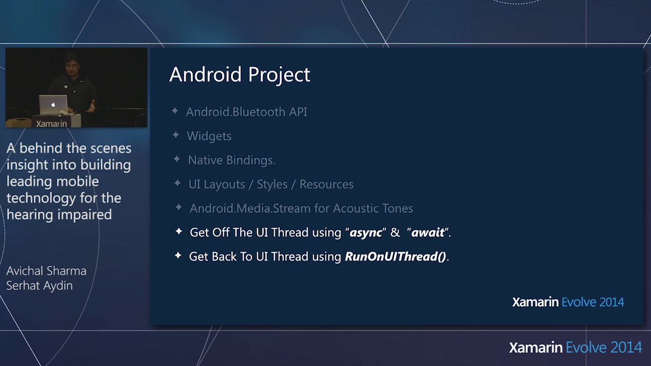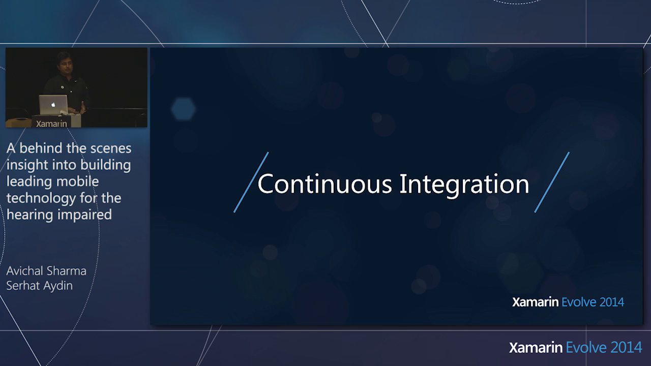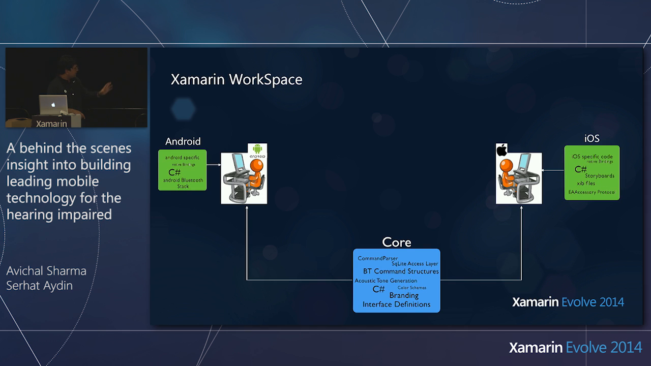Now, I'd like to talk a little bit about the continuous integration stuff that we have done for this particular project. So we actually had two teams. We had Android team, we had iOS team, and we had kind of senior developers who were working on the core layer. So in the core layer, we have all the stuff that I mentioned before.